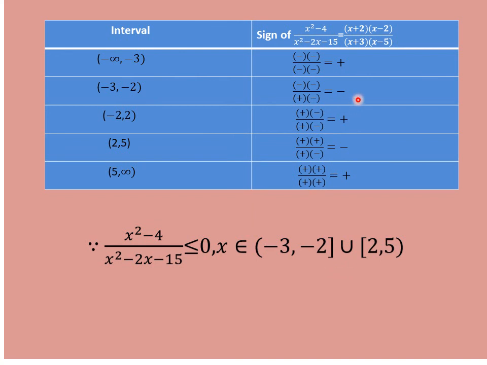Then what I said, that is, in the denominator, whatever values we have, that should not become 0. When we replace x by minus 3, the denominator will become 0. So we should not put a closed bracket for minus 3. Same way, when we replace x by 5 also, it will become 0. So for 5 also we should not put a closed bracket. For those two values you are putting an open bracket.